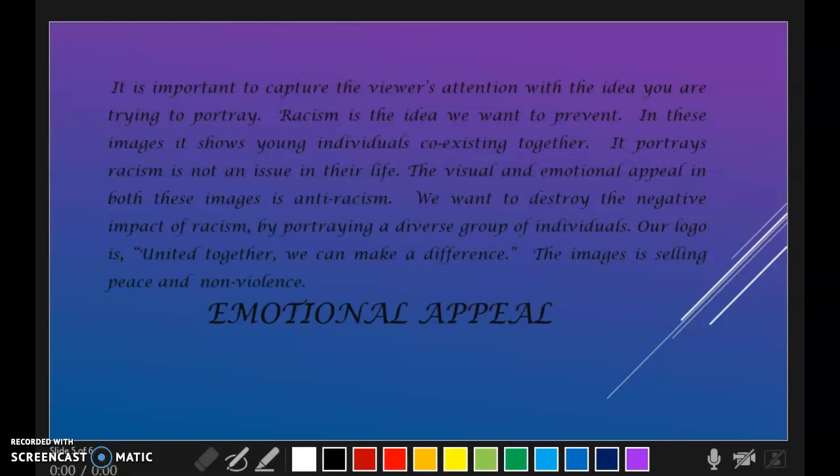We want to destroy the negative impact of racism by portraying a diverse group of individuals. As stated before, our logo is "United Together, we can make a difference." These images are selling peace and nonviolence.